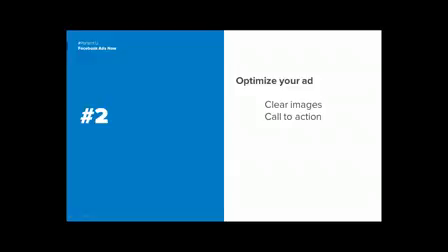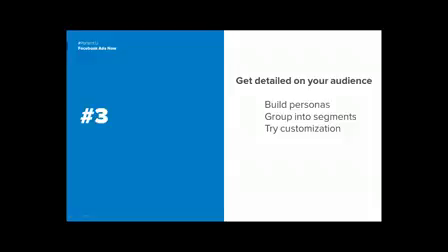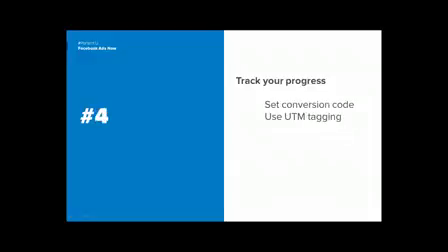Second thing is optimize your ad. Use clear images and make sure in the ad copy there's a call to action. Make it really clear and easy to understand what you want your users to do when they see or when they click on your ads. The third thing is get detailed on your audience. Build personas, group those personas into segments, and then try customization as well. Customization is a really great way to get past the basics on building personas, and will unlock an additional audience segment for you.